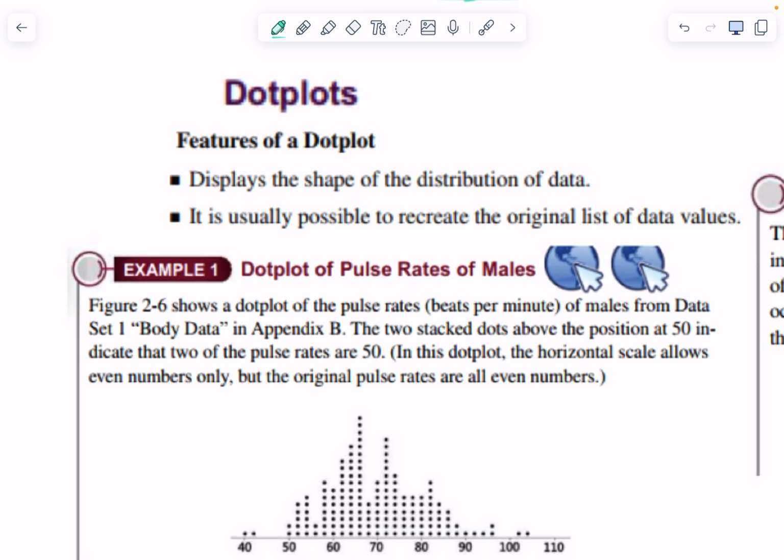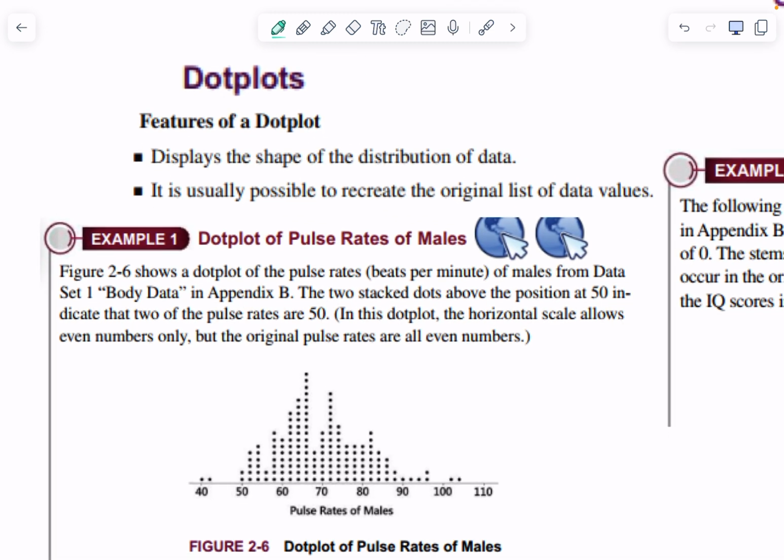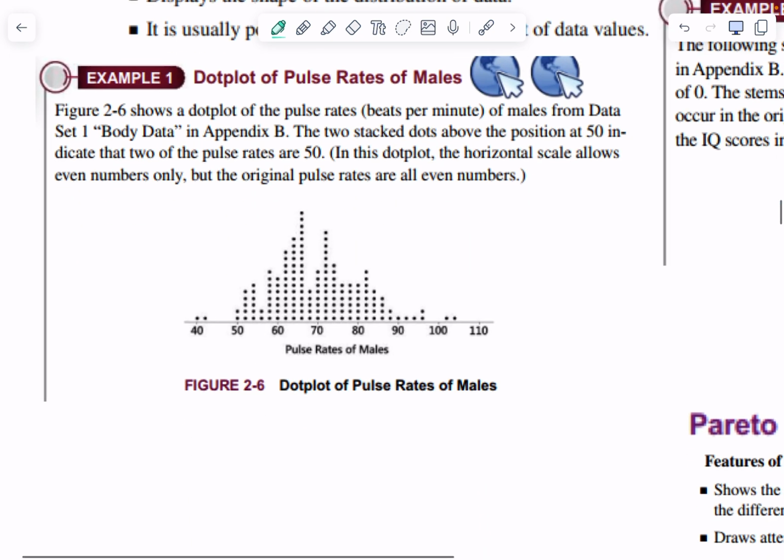Okay, all right, the first one is a dot plot. Some stuff about a dot plot. Dot plots display the shape of the distribution. So you can see from down here that it's kind of normally distributed, like we have kind of a middle here and he's doing that kind of bell-shaped curve thing. So we can see that it is kind of normally distributed, where the average or the middle is like 68-ish, maybe something like that, right?